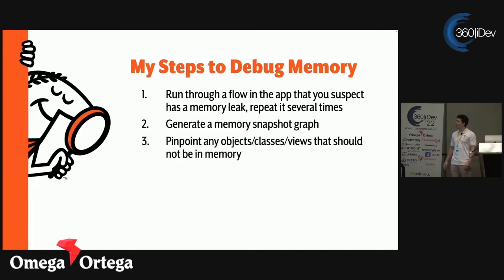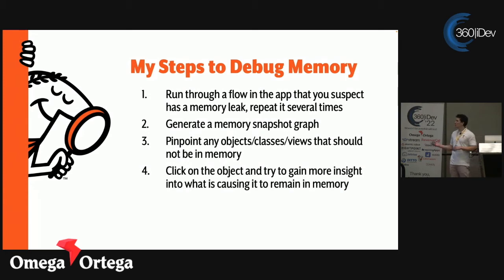Then I try to pinpoint any objects, classes, or views that shouldn't be there. Say if I go to the ordering screen and then I go back to the landing screen, I wouldn't expect any of the ordering objects to be left in memory once I go back to the landing screen. And then I click on the objects that I find that shouldn't be in memory and try to see if there's any strong reference cycles there, any strong references that could be causing that to remain in memory past when it should.